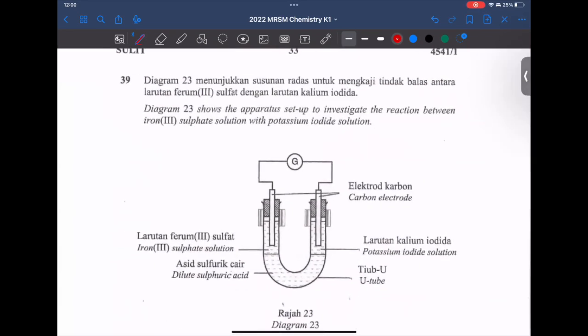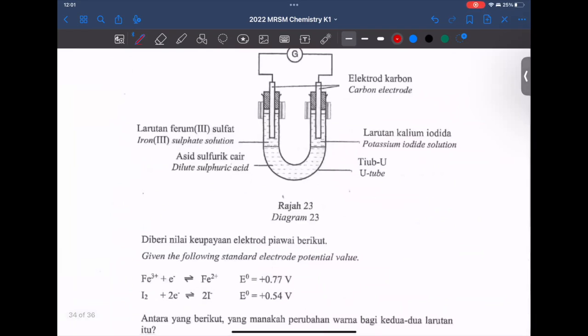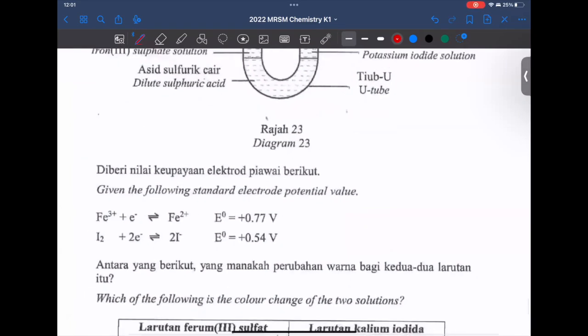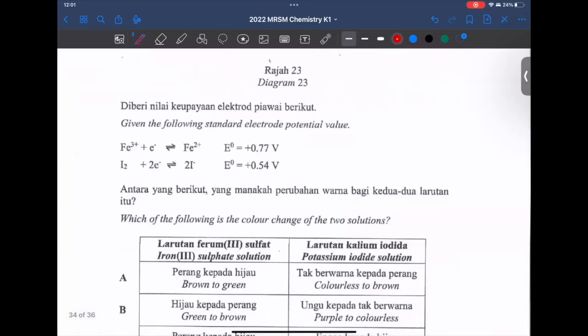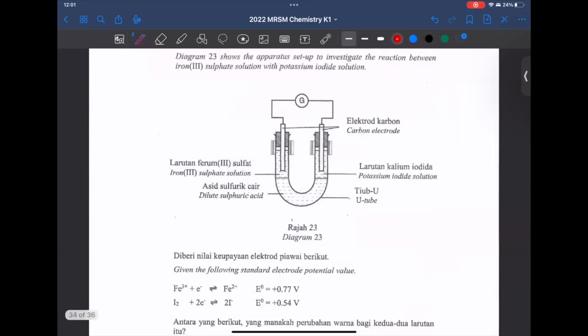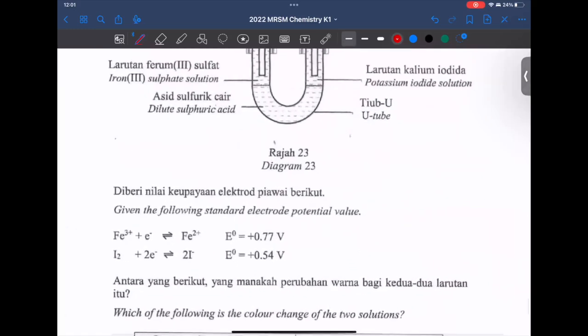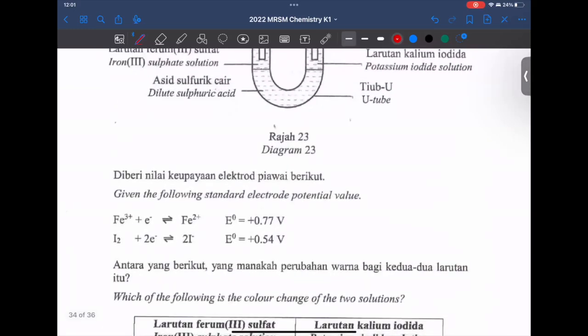39, diagram 23 shows the apparatus set up to investigate the reaction between iron(III) sulfate solution and potassium iodide. So given the following standard electrode potential values, which of the following changes is a color change to the two solutions? Okay, so let's see. So what happens here if we see these standard electrode potential values, the E naught value.